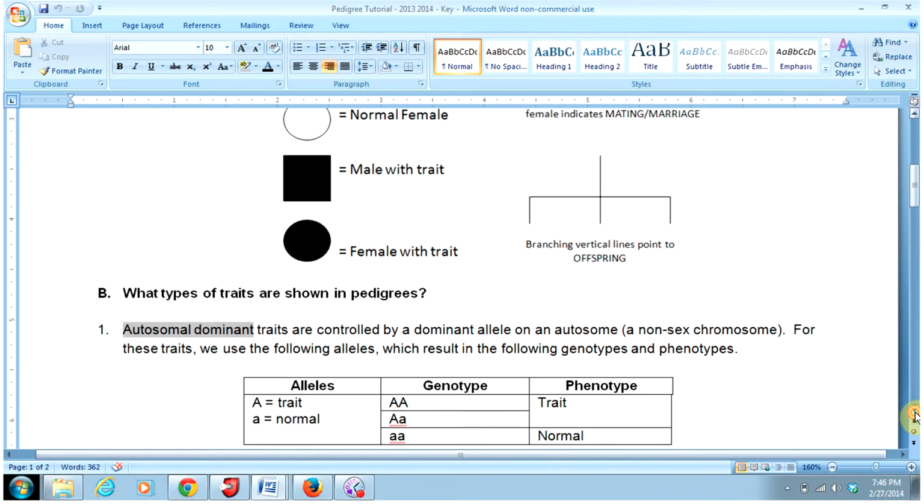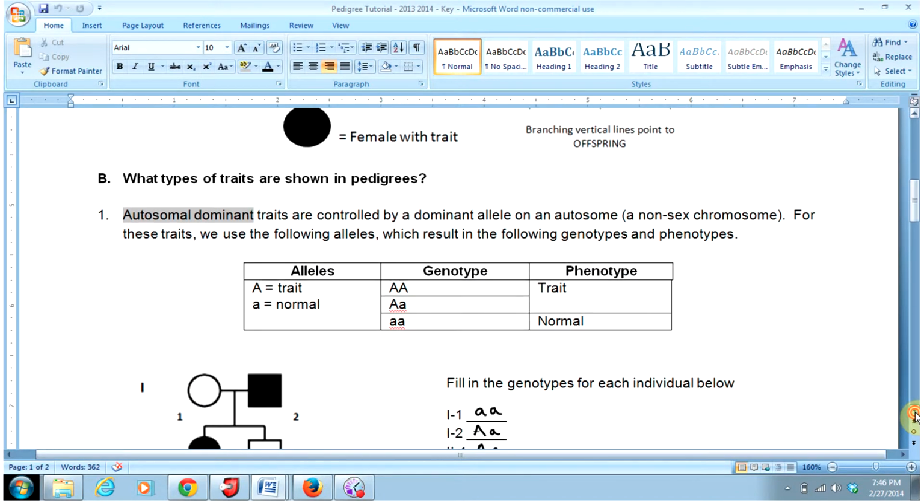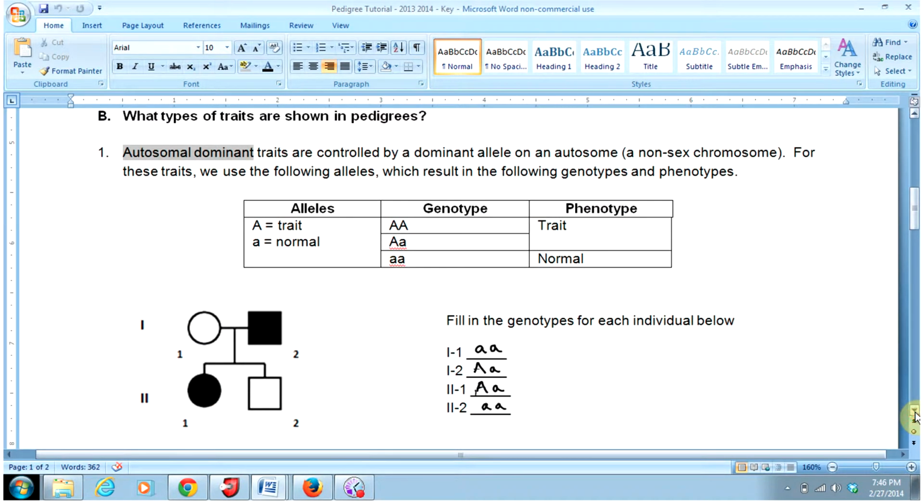Okay, so there are several types of traits that we can show in a pedigree. The first one is called an autosomal dominant trait. And those are controlled by a dominant allele that's found on an autosome, a non-sex chromosome. You have 44 autosomes in each of your body cells, and you have 2 sex chromosomes for a total of 46. For the autosomal dominant traits, we are going to use the alleles that are listed right here.